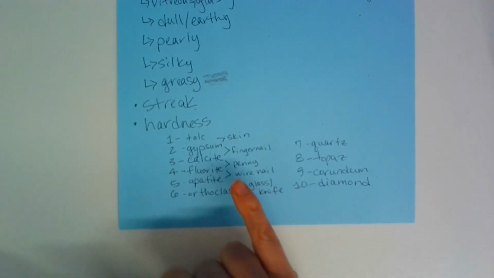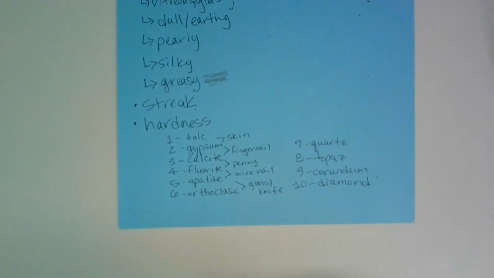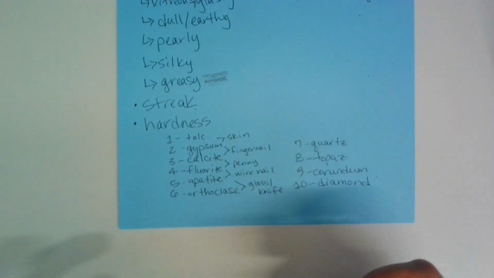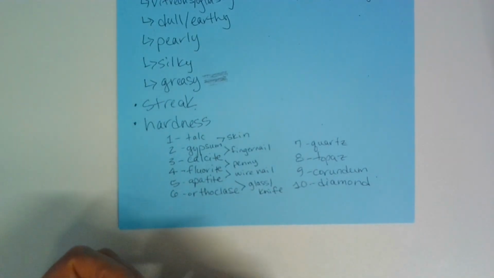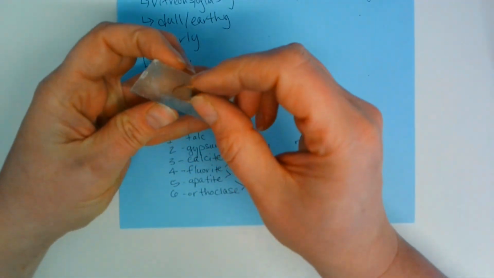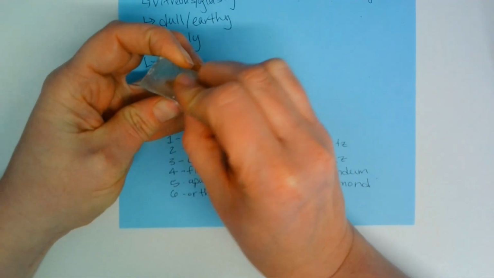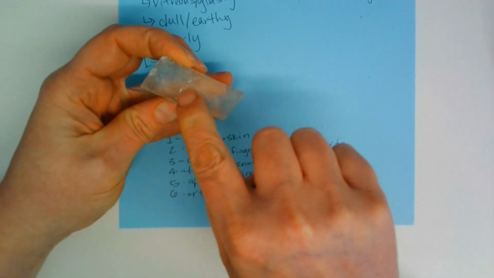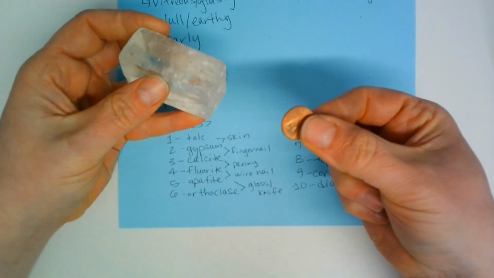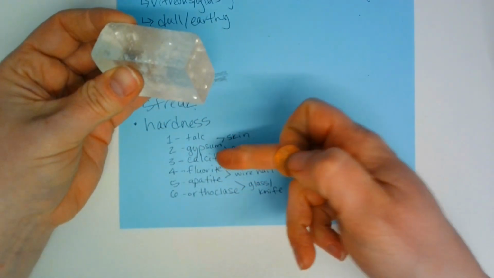This is saying a penny will scratch calcite. I don't know if you guys realized, but the penny got demoted recently. That's kind of interesting. Okay, so I'm going to take this penny and I'm just going to go scratch it, and yeah, it gouges out the calcite. So penny is tougher than calcite.